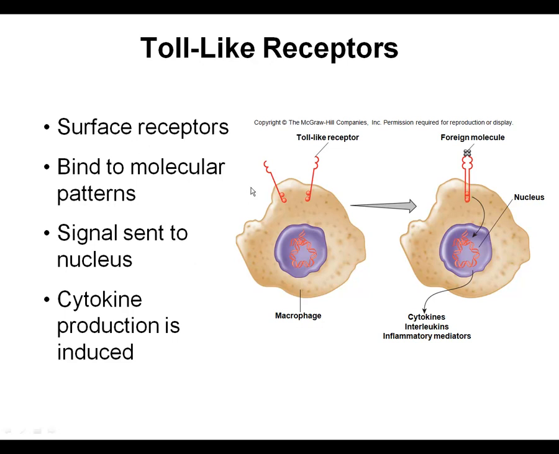Toll-like receptors are going to be surface receptors that bind to particular molecular patterns. They're going to send out a signal. They're going to send out these cytokines, these interleukins, inflammatory mediators, and this is going to initiate any number of things. It can initiate things like phagocytosis, or it can produce inflammation. All of these things are going to lead to some sort of destruction of the microbe. This toll-like receptor, when it releases these cytokines, is going to induce phagocytosis, and this cell will go in through the phagocytosis process and destroy the microbe.